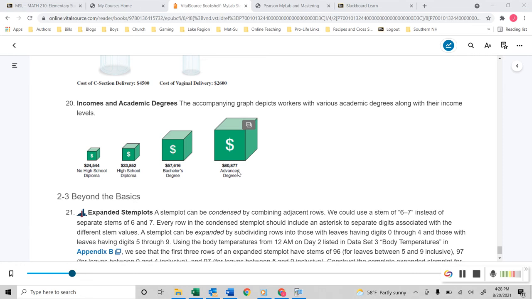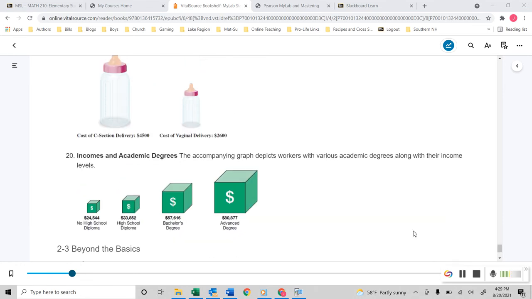But hopefully this helps you go over what you're looking for in deceptive graphs, and some things to look at as you go through and do the homework.